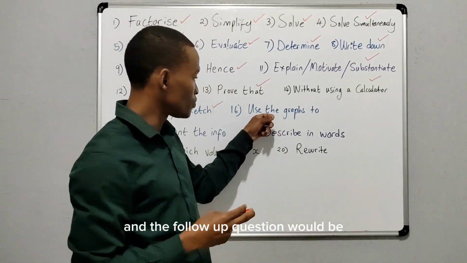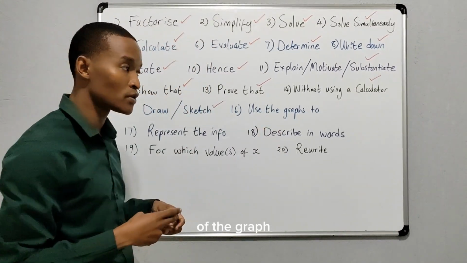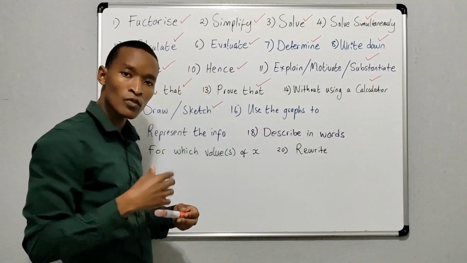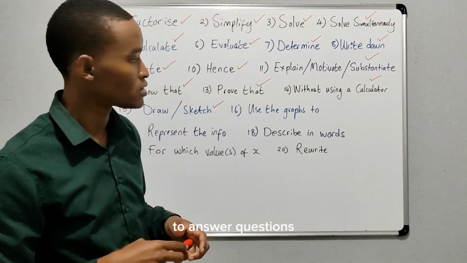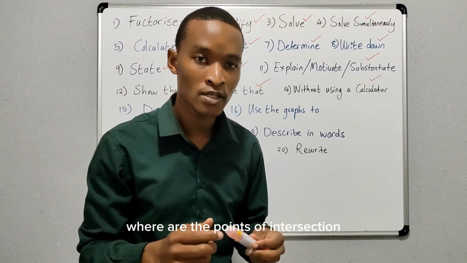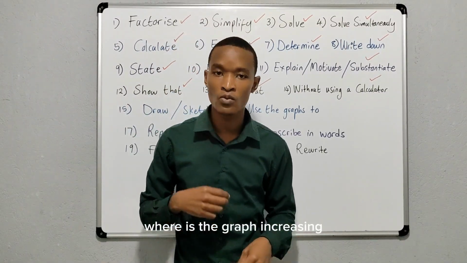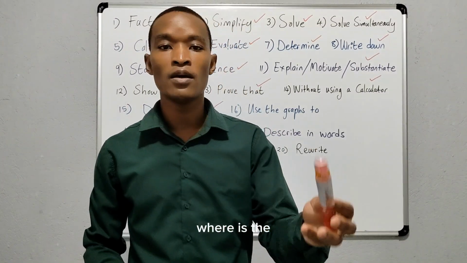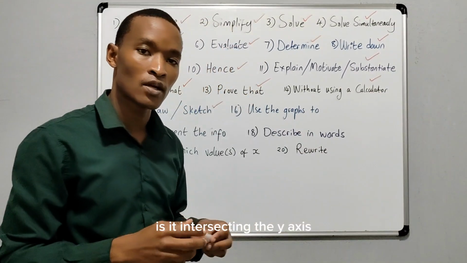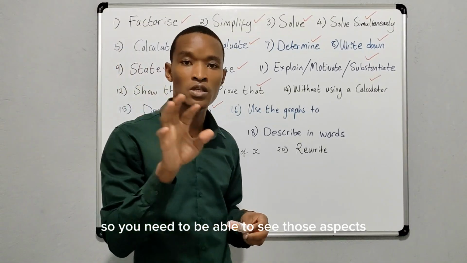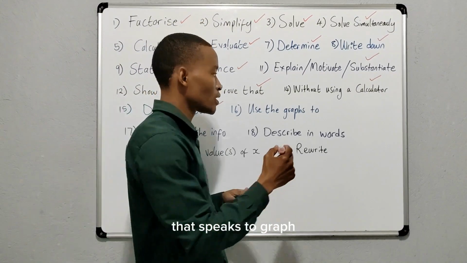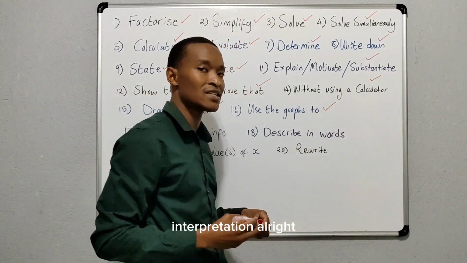And the follow-up question would be interpretation of the graph. So after you produce the sketch, use the sketch or use the graph to answer questions that are based on the graph. For example, where are the points of intersection? Where is the turning point? Where is the graph increasing? Where is the graph decreasing? All right. Where is it intersecting the y-axis? So you need to be able to see those aspects on the sketch itself or on your drawing. Well, that speaks to graph interpretation.